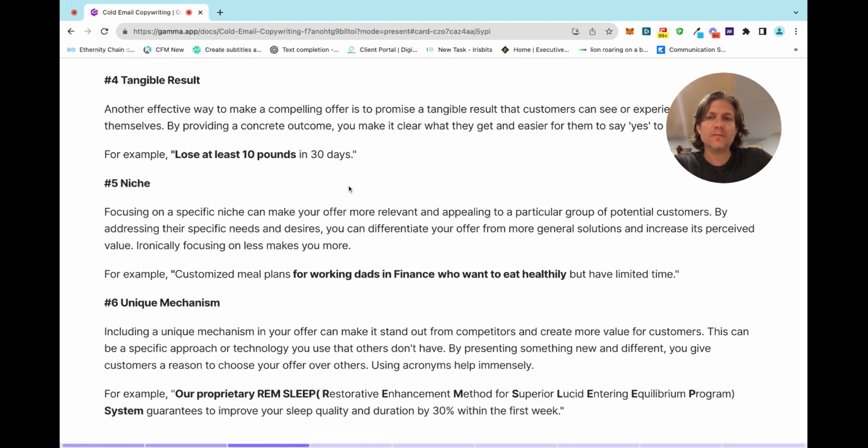Your niche is certainly helpful, especially as you get further along in business. You'll start to figure out who you can serve the best. For example, you can really get granular, and there's an irony in that focusing on less makes you more. So counterintuitive. An example of this could be customized meal plans for working dads in finance who want to eat healthily but have limited time.